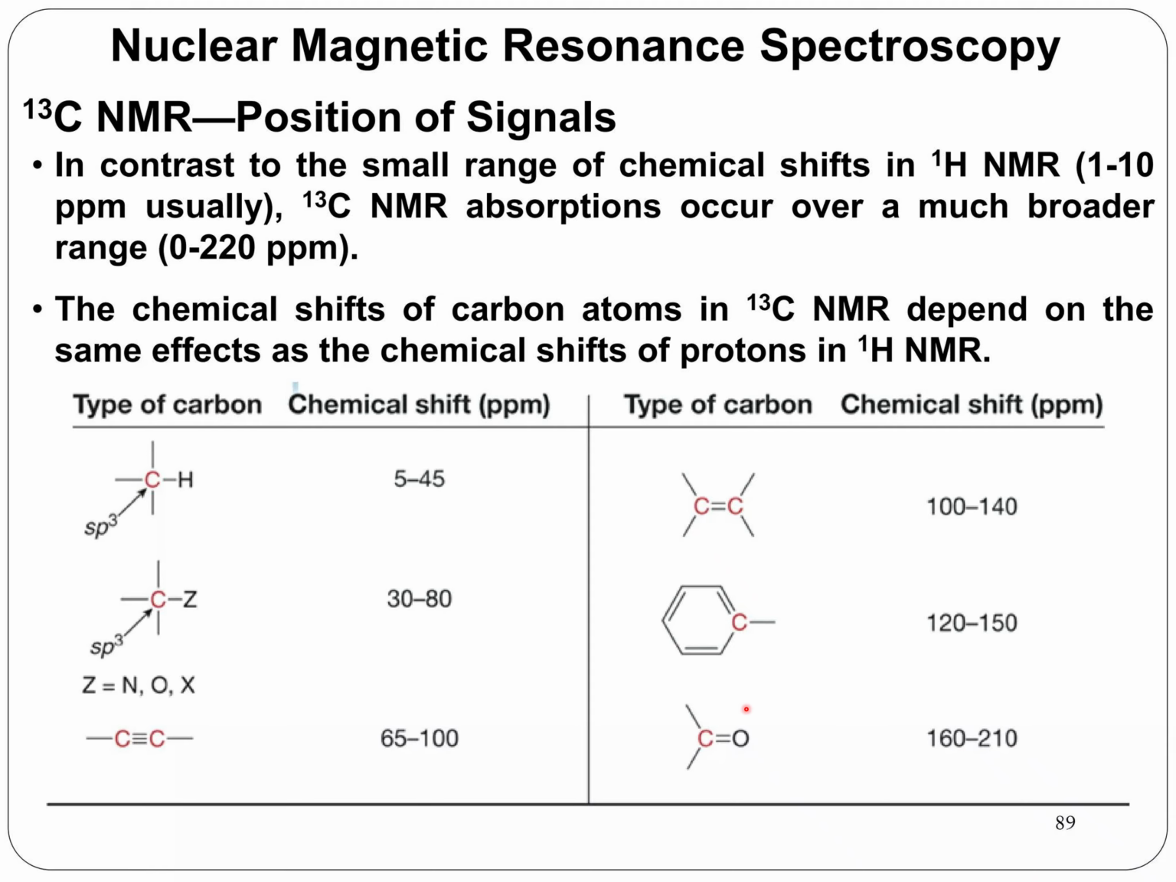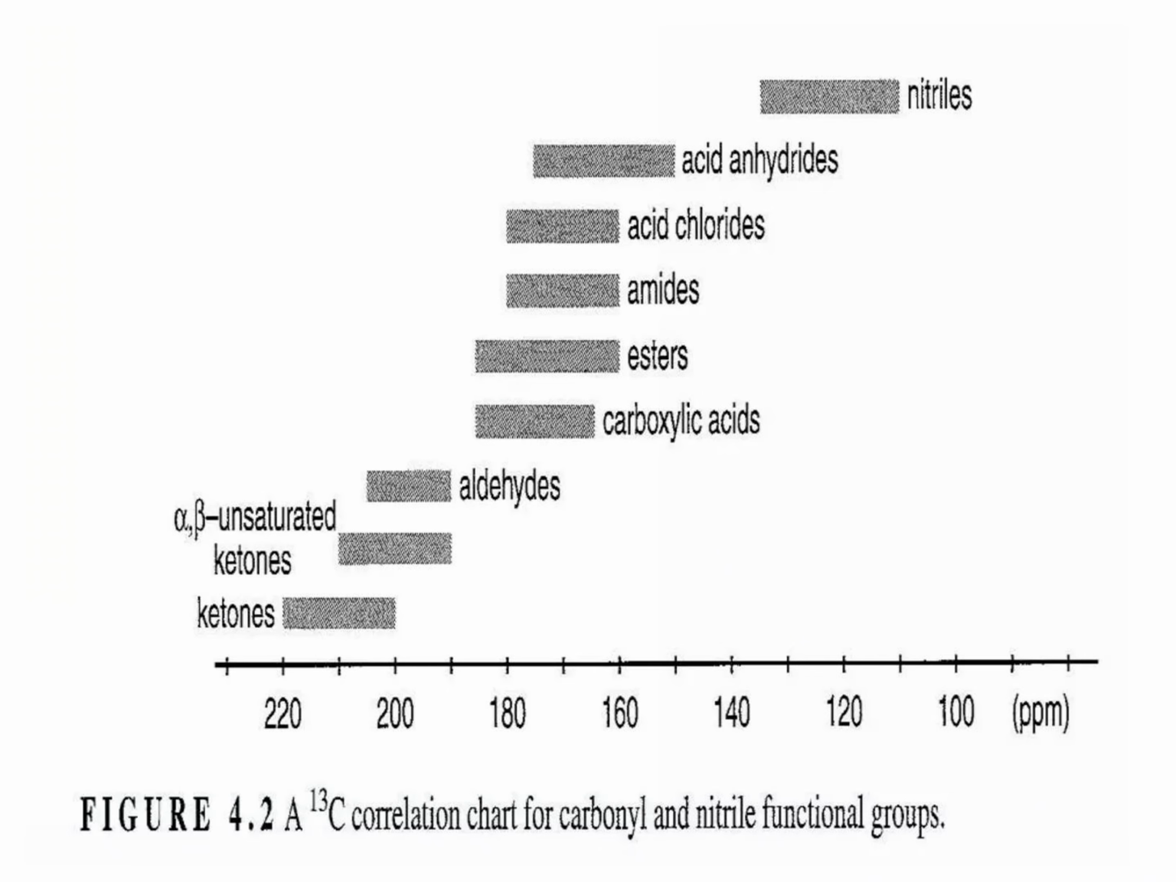So this is the overall location. I have already shown this. Benzene would be located between 120 to 150, then ethene would be 100 to 140. Then sp3 hybridized carbons bound to heteroatoms would be located near 50 to 100. Then CH3, CH bonds would be located from 0 to 50. So these are the overall locations. So it shows the overall findings.